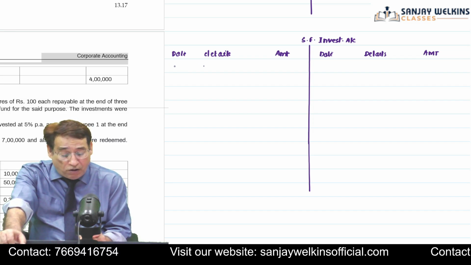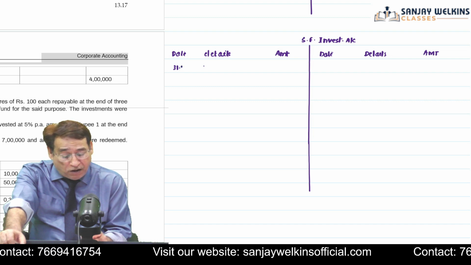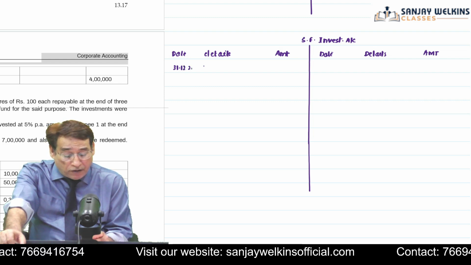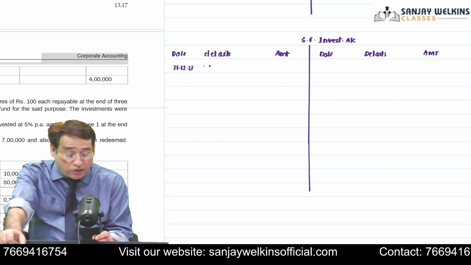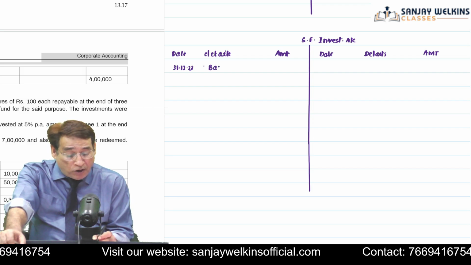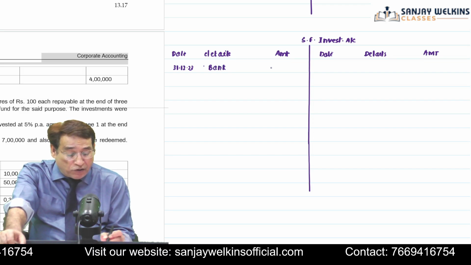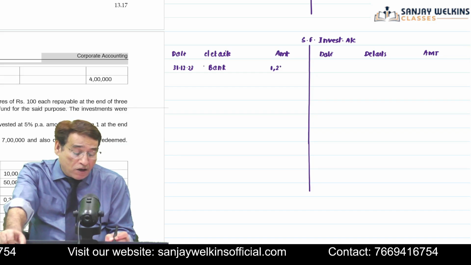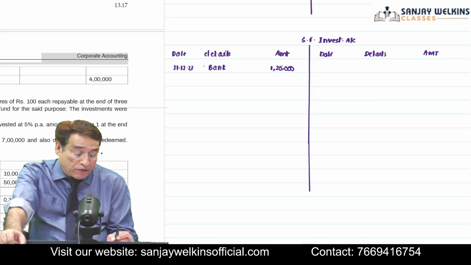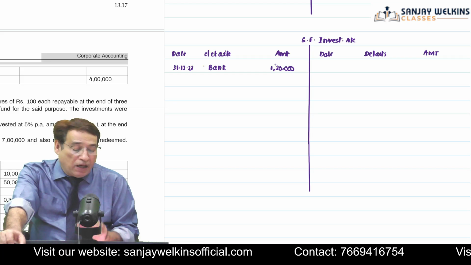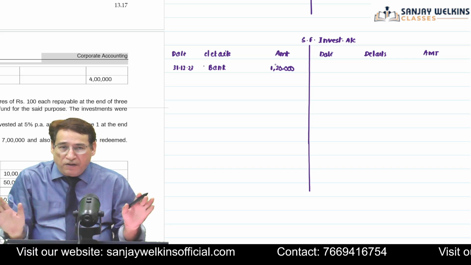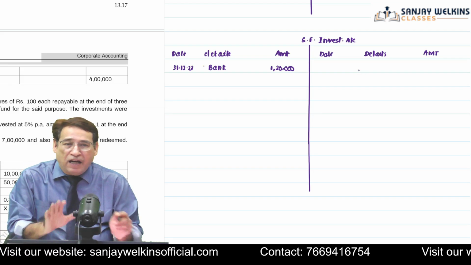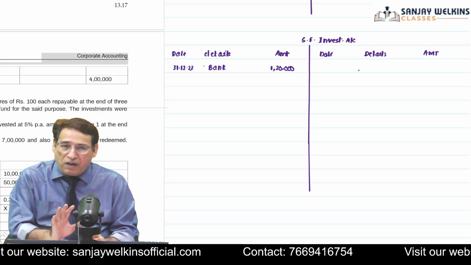So here in the column of date, you are going to write 31st of 12/2023, and then you are going to write here to bank, and the amount invested is equal to 1,20,000. Is it clear to you? As far as first year is concerned, it is over. You need not require to balance at the end of the first year. Is it clear to you?